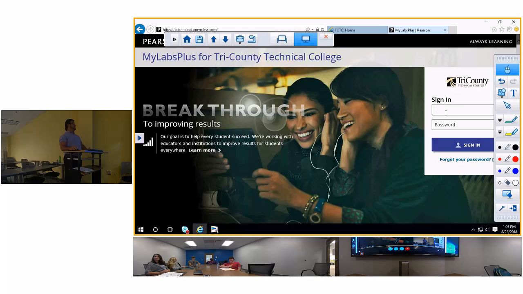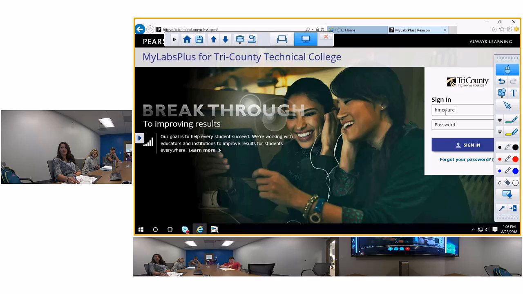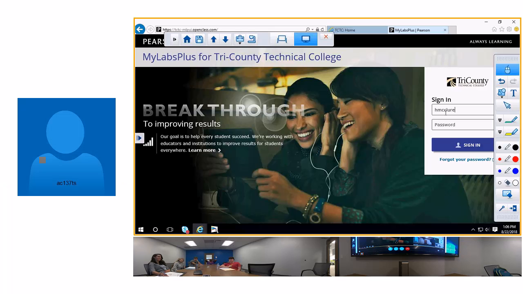Type in HMCCLURE. That's your credentials from Tri-County Tech. So if you are jsmith3 at tctc.edu, you can type that in. Miss Johnson, what are you? MJOST 13 or something? Johnson's 41. Okay. Yeah, I figure with Johnson you're going to be number 41. That's normal. Smith is like 107. All right. So type that in, and then you type in your password.